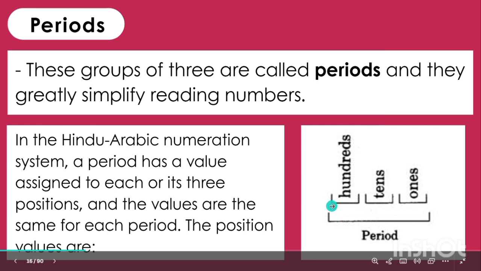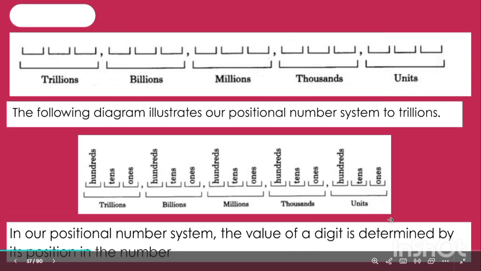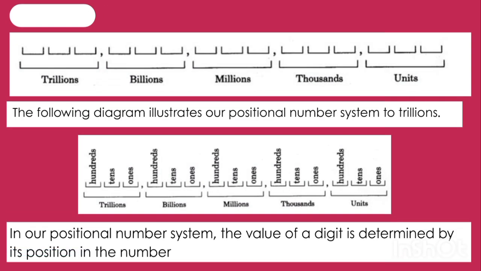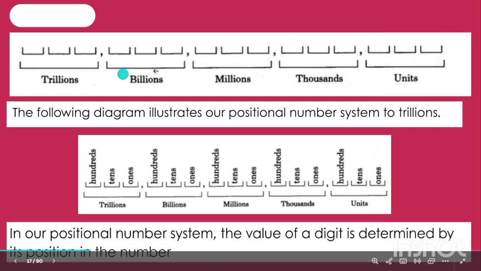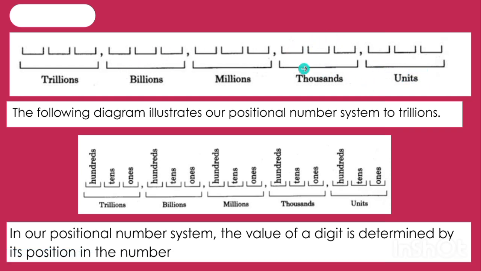The first period is called units, with ones, tens, and hundreds. The second group of three digits is called thousands. The third period will have millions, and then billions and trillions. The first is the unit, the most basic, with ones, tens, and hundreds. After that, we go to thousands: ones thousands, tens thousands, hundreds thousands.